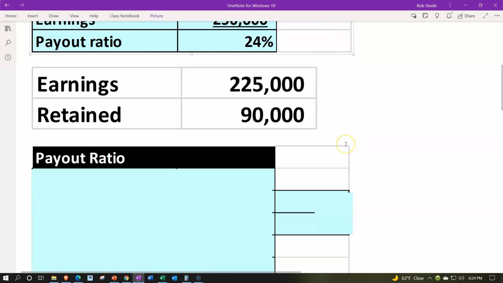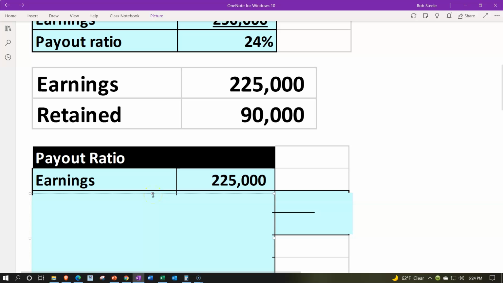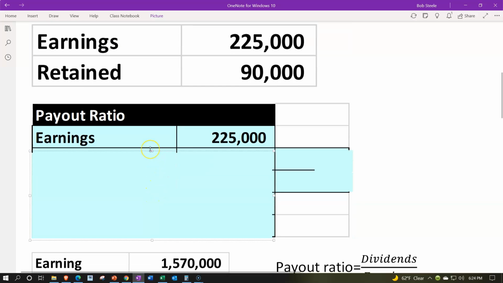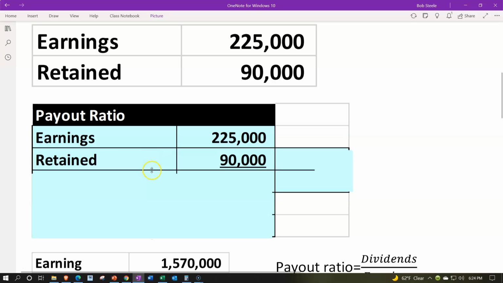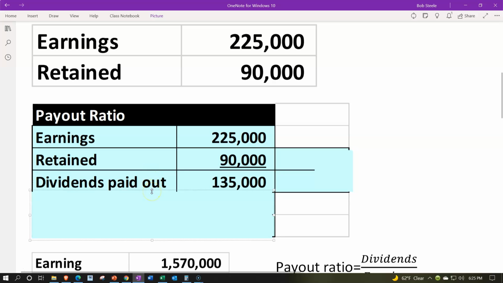Let's pretend here the earnings were 225,000 and we retained 90,000 of it. So if we were to calculate that in our formula, they earned, in essence, net income. You can think about it as basically the bottom line of the income statement, 225,000. We retained, or did not pay out in the form of dividends, 90,000. Therefore, the dividends, 225 minus the 90, is 135.